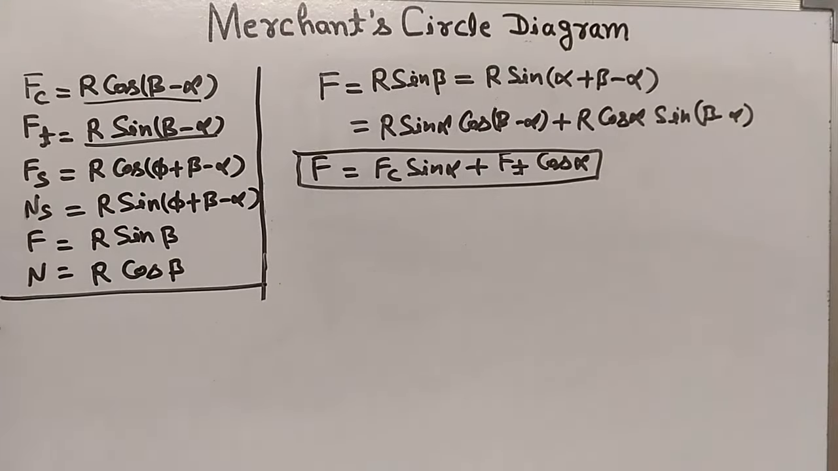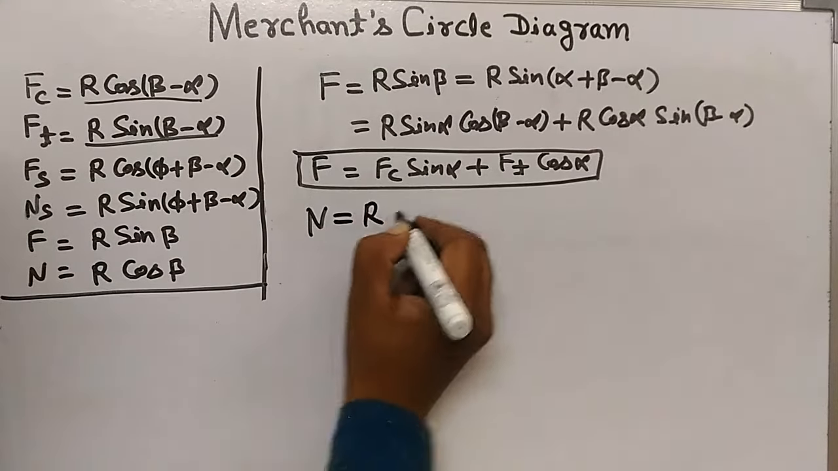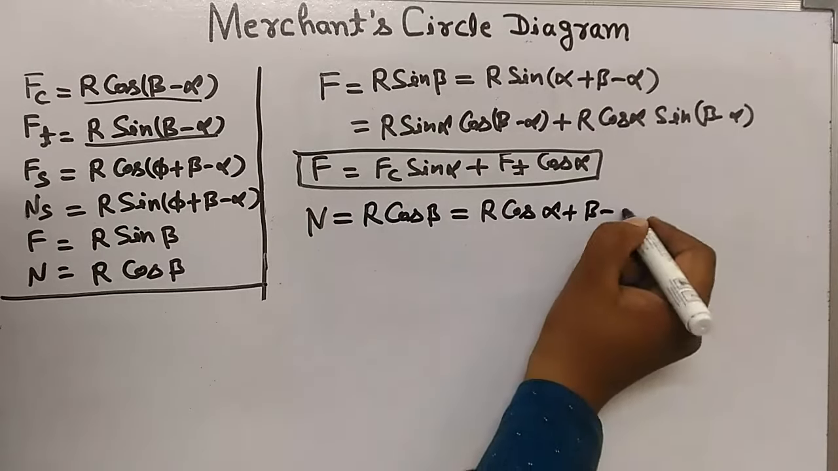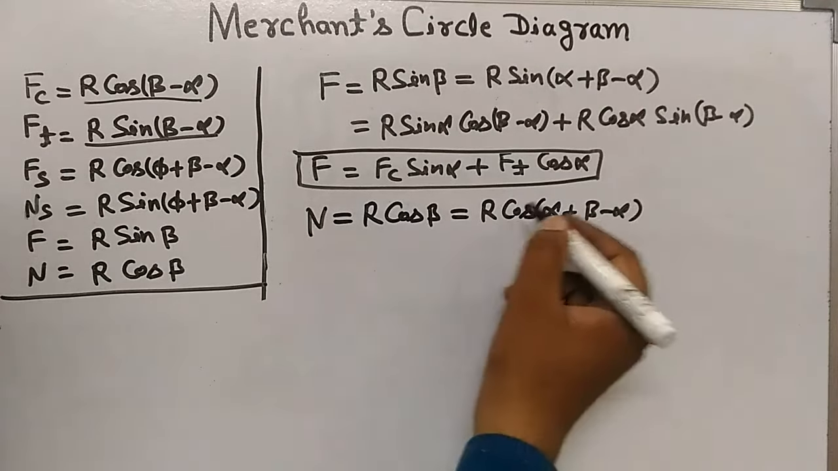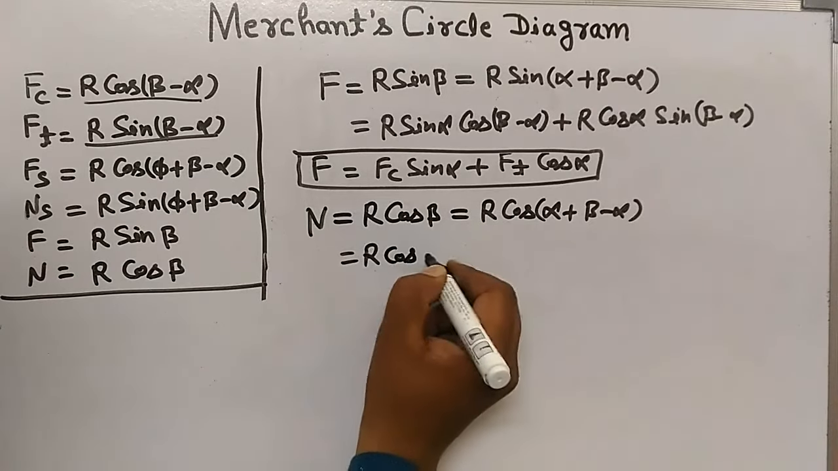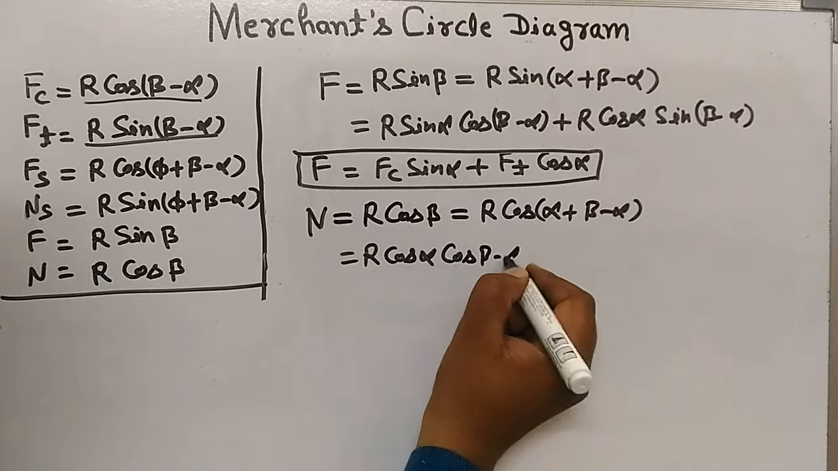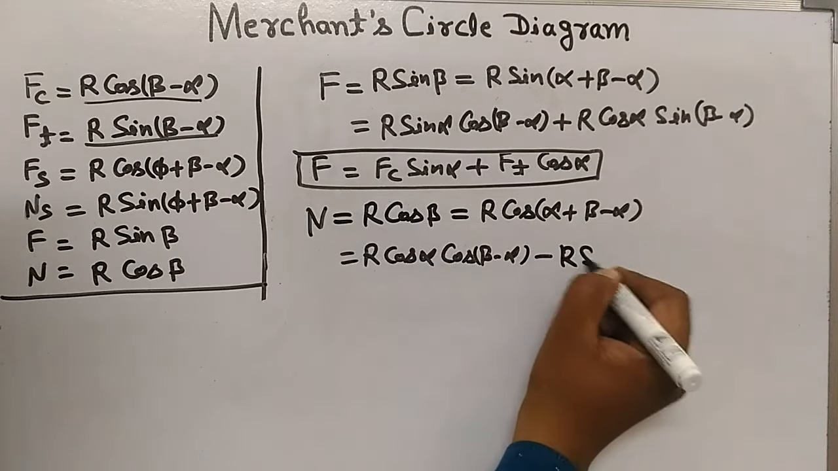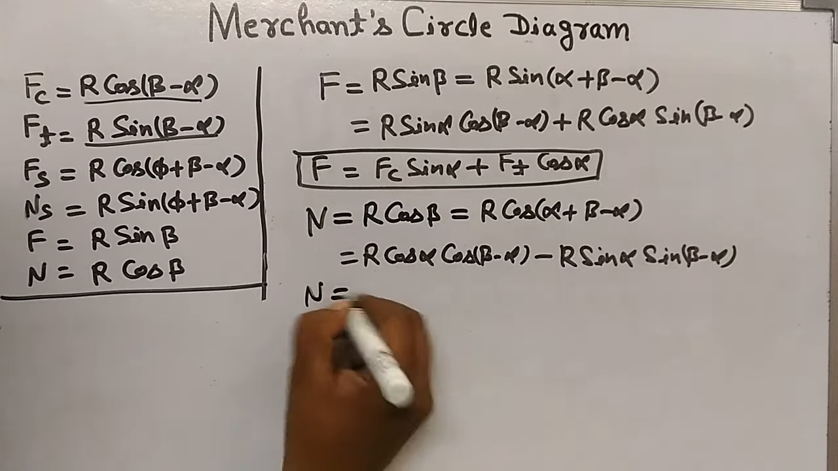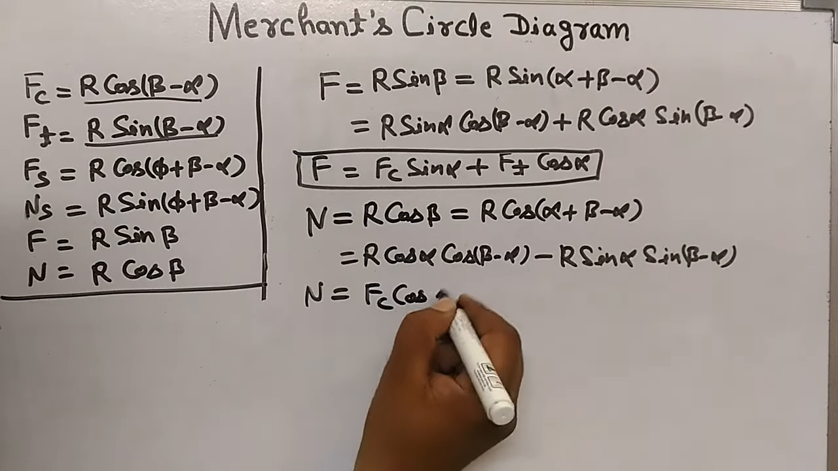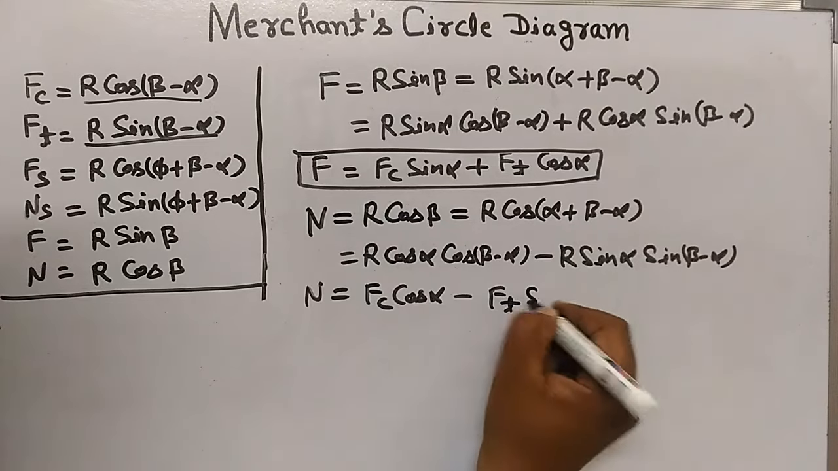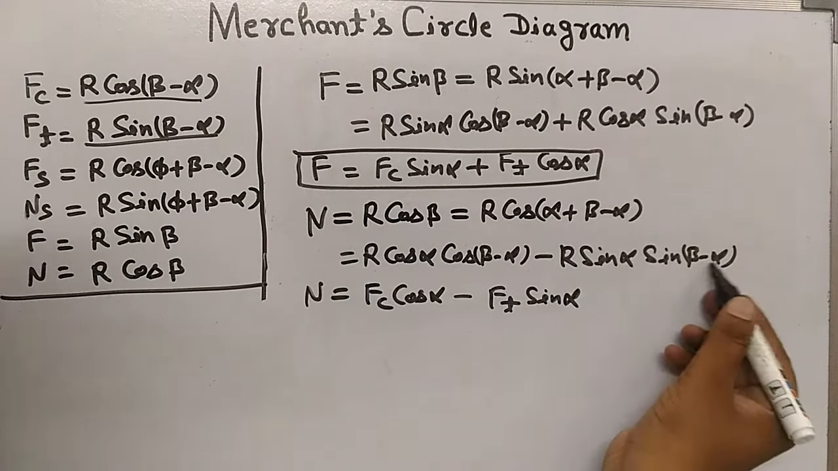Similarly, N equals R cos(beta) equals R cos(alpha plus beta minus alpha). We can apply cos(A+B), that is, cos A cos B minus sin A sin B: R cos alpha cos(beta minus alpha) minus sin alpha sin(beta minus alpha). And N will be Fc cos alpha minus Ft sin alpha, as R cos(beta minus alpha) equals Fc, and R sin(beta minus alpha) equals Ft.